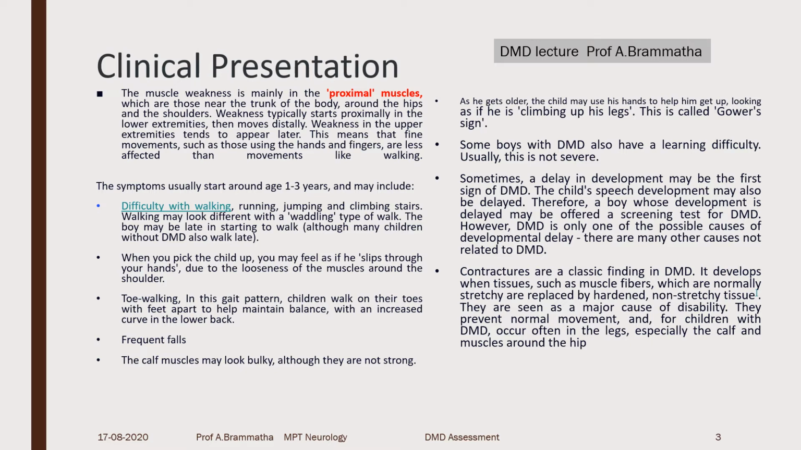At the same time, you can see Gowers' sign. It's like climbing on himself. So there is a saying: the child struggles as he stands and he waddles as he walks. As the trunk muscles are involved and you get intercostal muscle weakness, tachycardia would be seen, and accessory muscle weakness also slowly will set in.